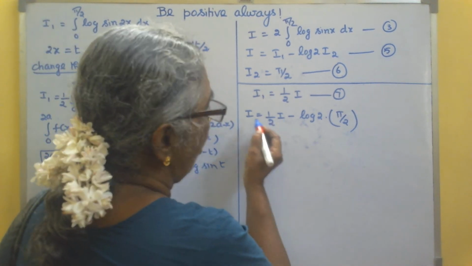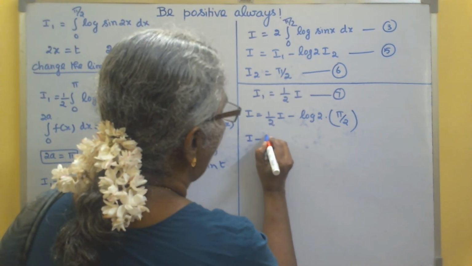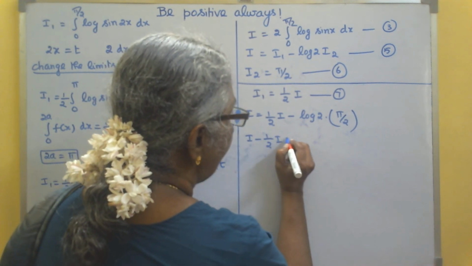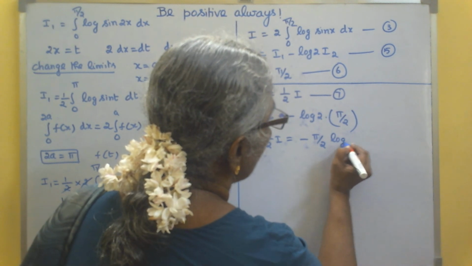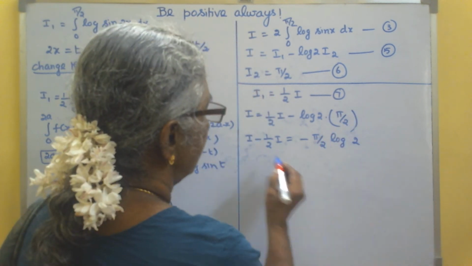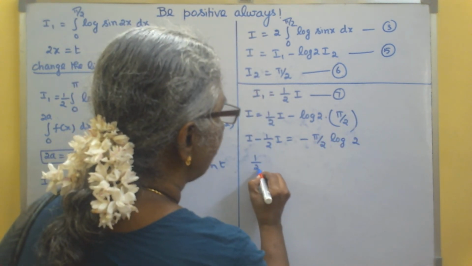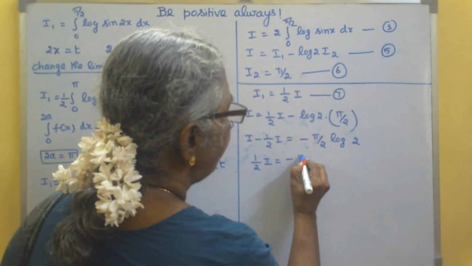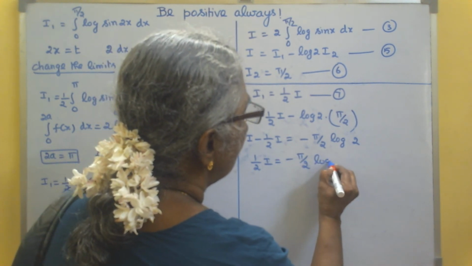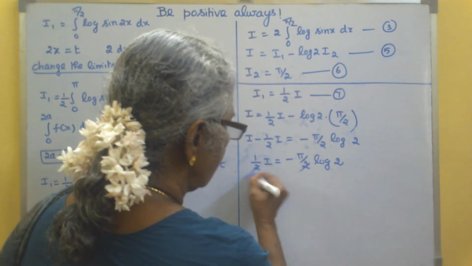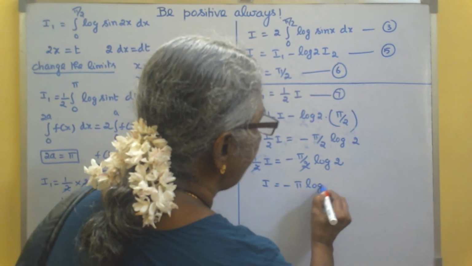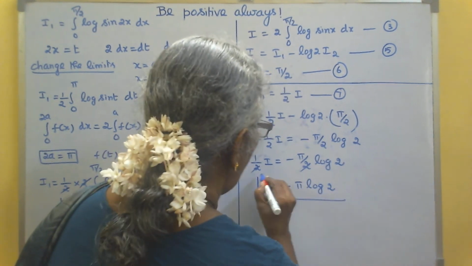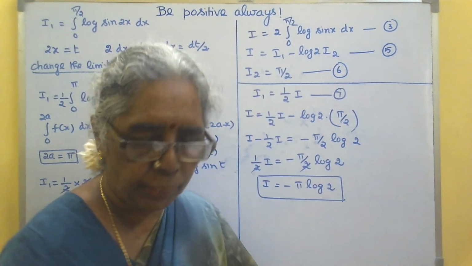So bring this half I this side. So I will get I minus half I, that will be equal to minus pi by 2 log 2. I am writing this first. I minus half I is nothing but half I. That will be minus pi by 2 log 2. You can cut this 2 and this 2. So your I will be minus pi log 2, and this is the final answer for you.